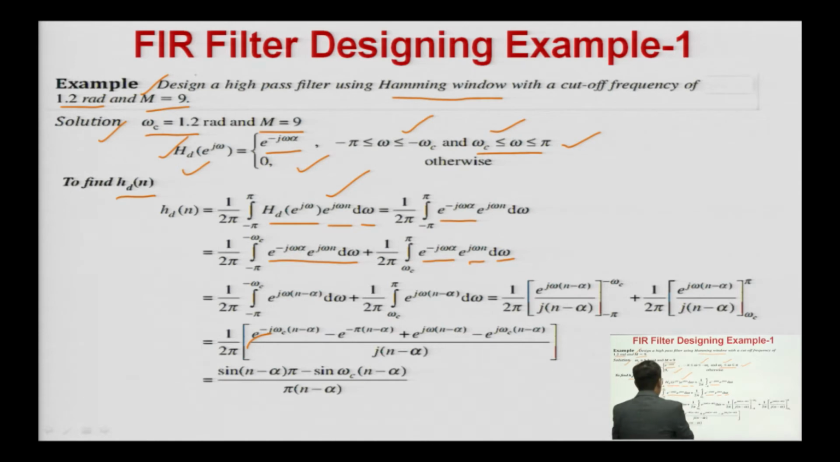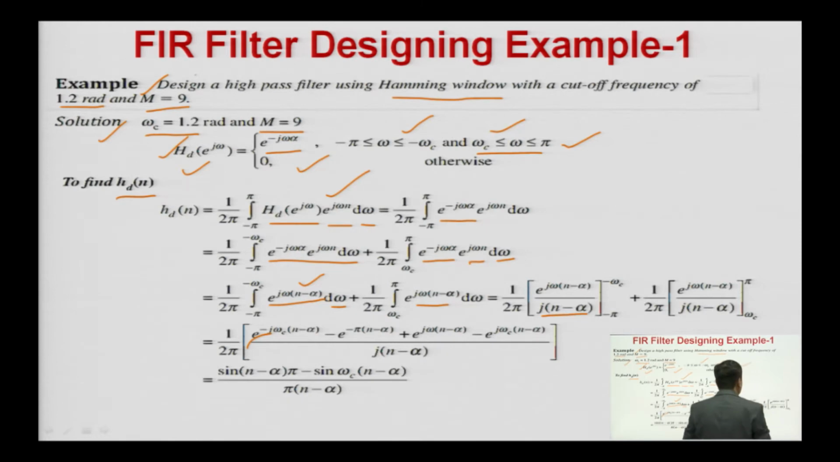Now, you have to combine the exponentials into d omega. Similarly, combine this one into d omega. Now you can take the integration here. If you take the integration, it will be e to the power j omega (n minus alpha) upon j (n minus alpha) for the limit minus pi to minus omega c, plus 1 upon 2 pi, omega c to pi, and similarly you can do the integration here. Now you have to put the limits: upper limit minus lower limit.